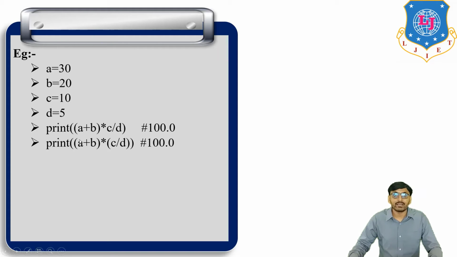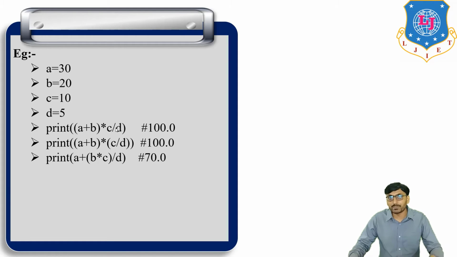Then print in the bracket a plus b, then into in the bracket c divided by d. So a plus b is 50, and c divided by d is 2. So 50 into 2 is 100. Then print in the bracket a plus, in the bracket b into c divided by d, we get 70. So this is an example of operator precedence.